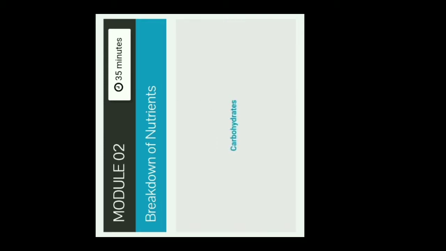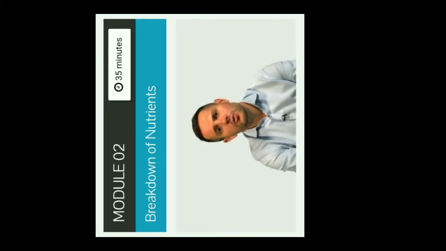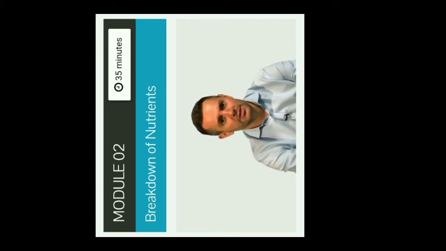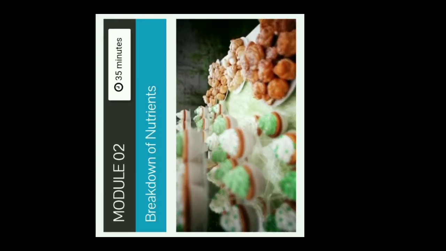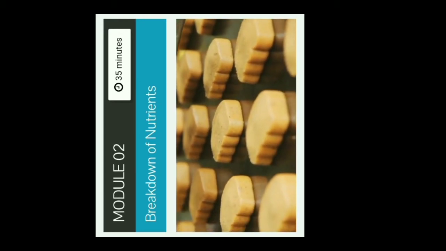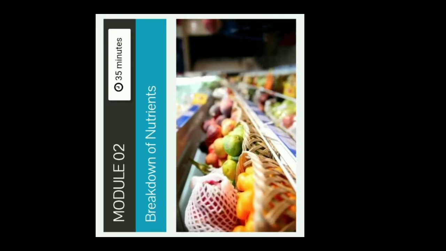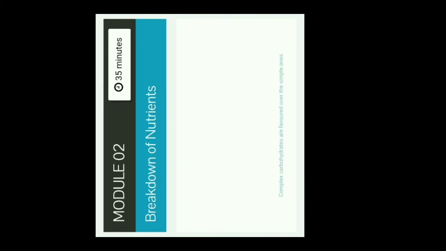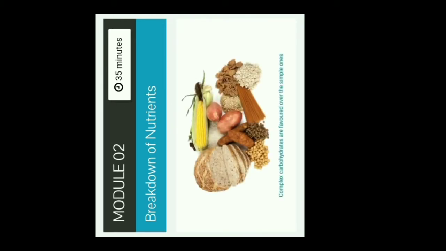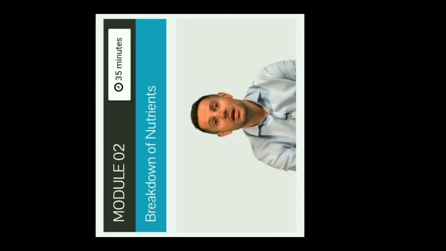We will look at carbohydrates first. Different foods contain different types of carbohydrates. There are different types of carbohydrate molecules, some simple and found in sugary foods such as cakes, biscuits and other junk food, others complex and found in fruits, vegetables and whole grain foods such as bread and pasta. Complex carbohydrates are favoured over the simple ones as they contain more nutrients and are more slowly absorbed, preventing spikes in blood sugar and keeping us fuller for longer.